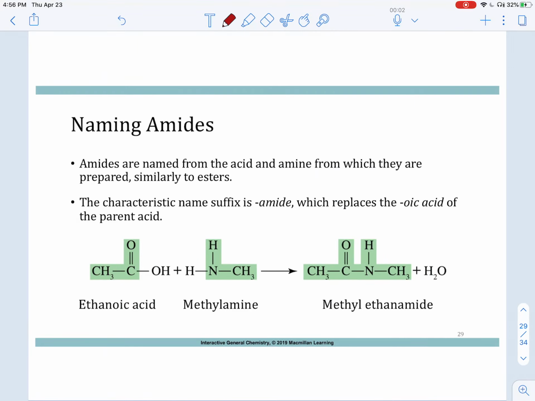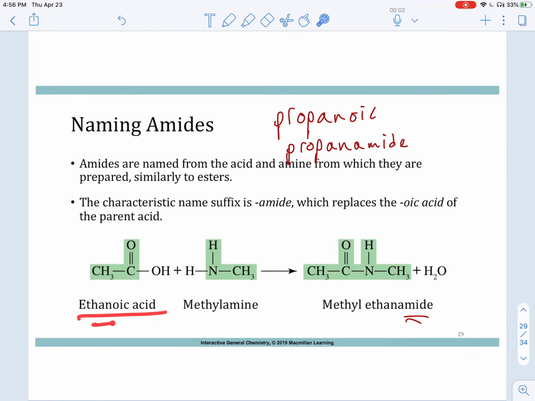How do we name these? Well, the suffix is going to be amide, essentially. So instead of, for example, propanoic, we'll change that to propanamide. Propanamide. Same thing here. It's very similar to naming our esters.